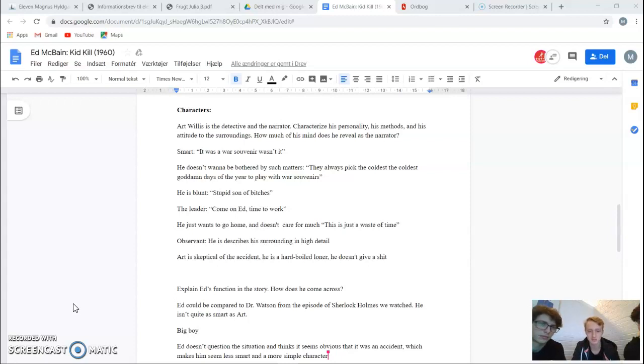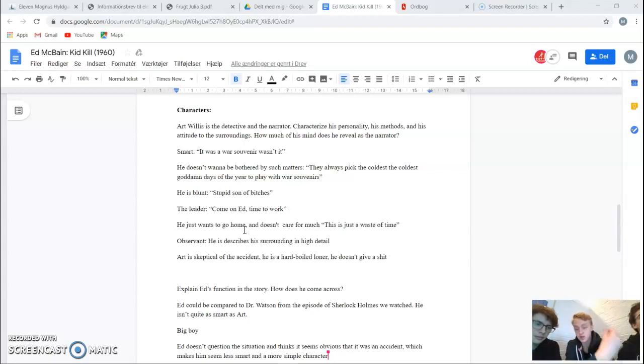He's very smart and blunt. For example, he says "stupid son of a bitch." He's also the leader of this detective partnership, where there's Ed and him. He says, "Come on, Ed, time to work," because he calls the shots. And sometimes you get the feeling he just wants to go home and doesn't care for much, because he says this is just a waste of time.